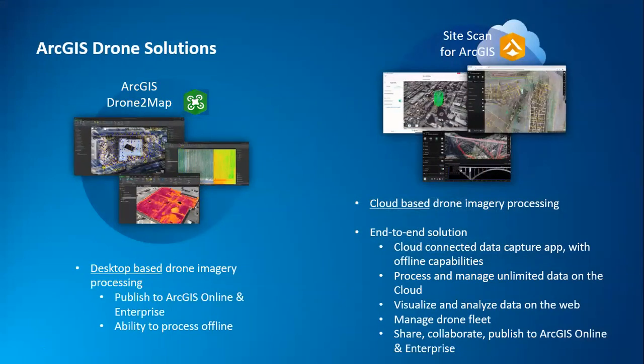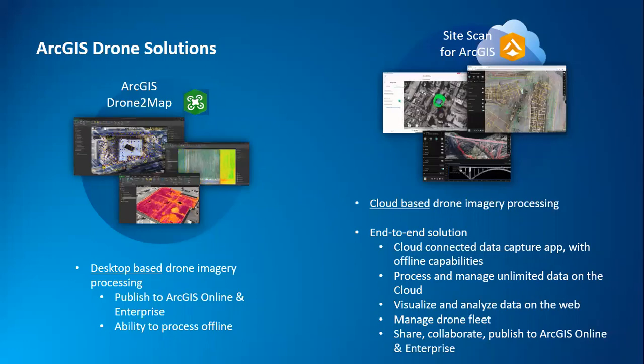So for the ArcGIS drone solutions here in Esri, we have two types of drone solutions that can assist you, depending on what you want to achieve and where you are working from. The first one is ArcGIS Drone2Map, a drone imagery processing software. Once you get the data from your drone, you can do some analysis and processing of the data.